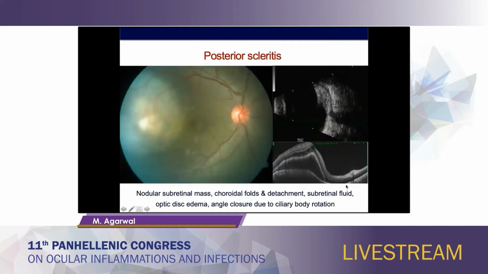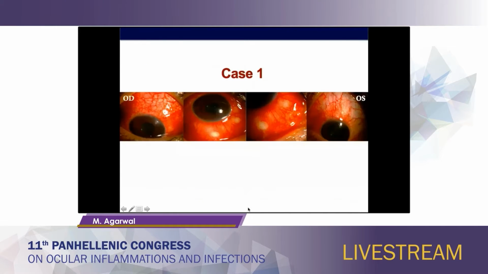If not anterior, it can also present as posterior scleritis. Here's a large nodular lesion adjacent to the macula involving the posterior pole, along with radiating folds in the posterior pole. It can present as a nodular subretinal mass with choroidal folds, subretinal fluid, optic disc edema, angle closure due to ciliary body rotation. Let's have a few cases.